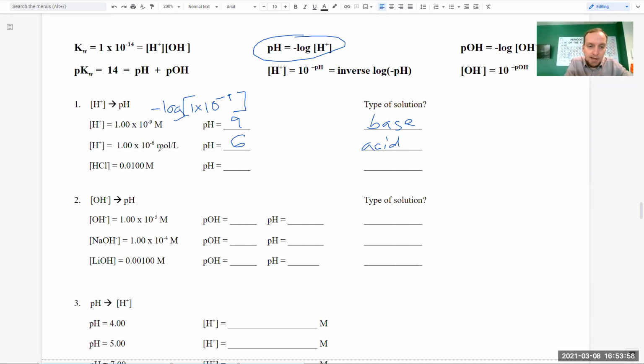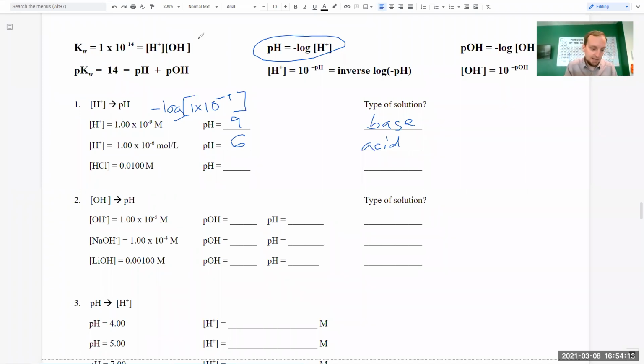Now, I do want to point out that your moles per liter is the same thing as molarity. So don't forget about that because, of course, molarity equals moles over liter. So that is the same thing. Don't let that throw you. Again, it is basically a measurement of concentration.